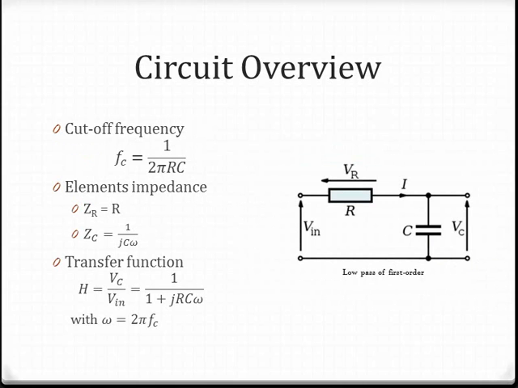Examine the circuit to understand its behavior. The circuit is a passive first order filter. It is made up of one resistor and one capacitor. The two parameters which characterize the circuit mathematically are the cutoff frequency and the transfer function.